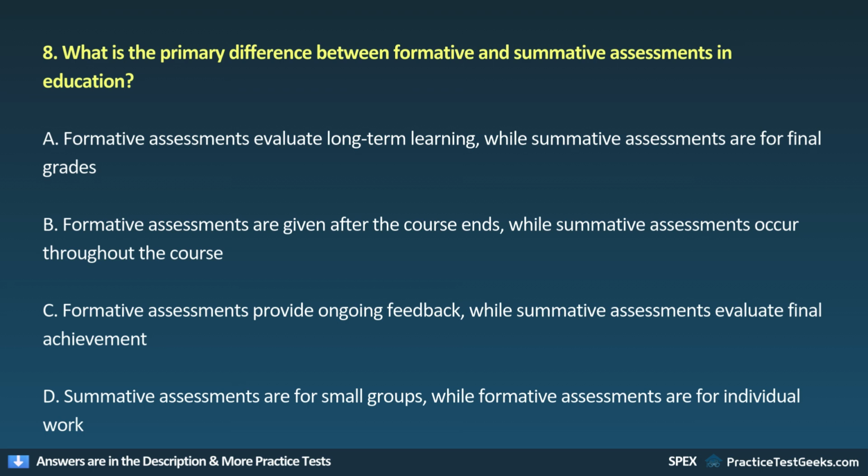8. What is the primary difference between formative and summative assessments in education? A. Formative assessments evaluate long-term learning, while summative assessments are for final grades. B. Formative assessments are given after the course ends, while summative assessments occur throughout the course. C. Formative assessments provide ongoing feedback, while summative assessments evaluate final achievement. D. Summative assessments are for small groups, while formative assessments are for individual work.